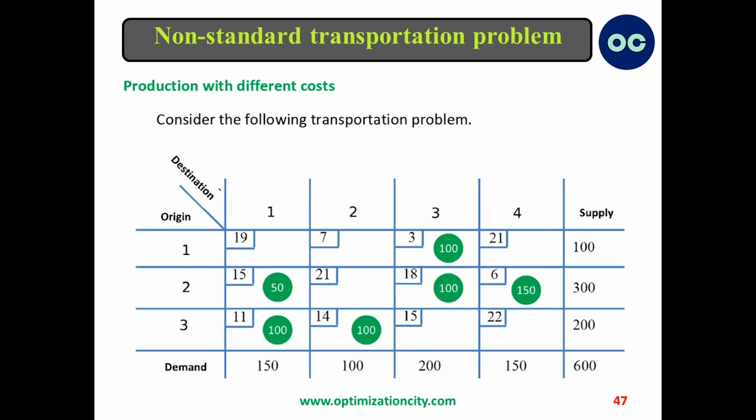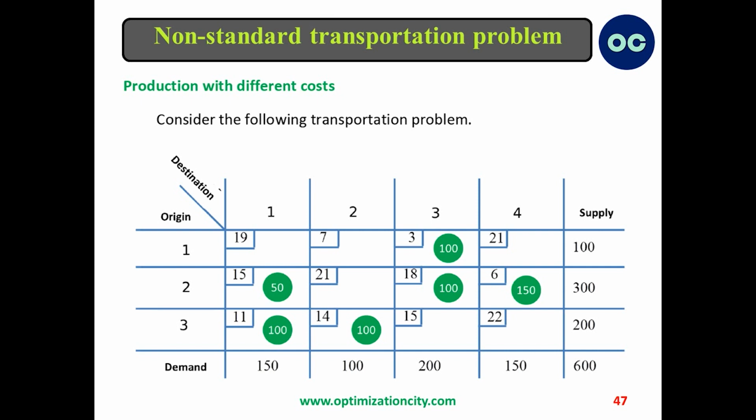Let's examine the transportation problem with production with different costs present here. It's quite simple. In this scenario, we have 3 factories with different production costs. This cost differs due to factors such as labor expense, equipment cost, and raw material price. Our objective is to distribute the production output from these factories among the 4 warehouses in a manner that minimizes the total cost of production as well as transportation.